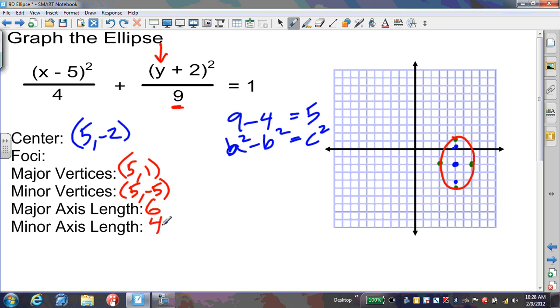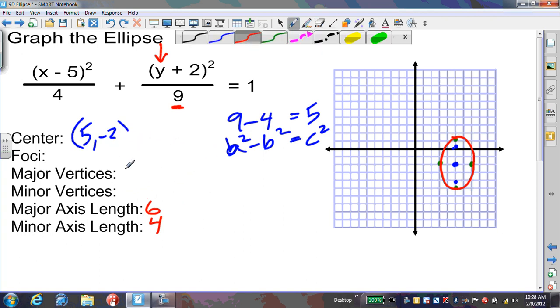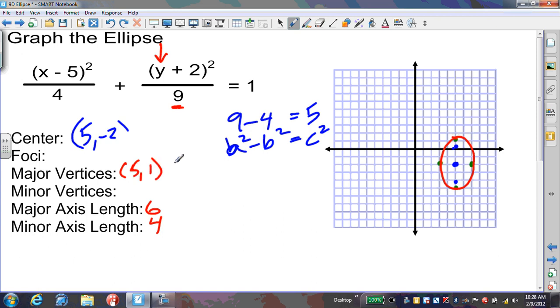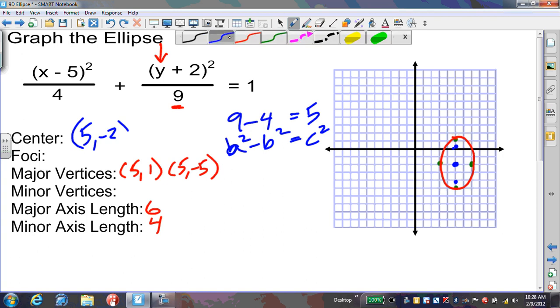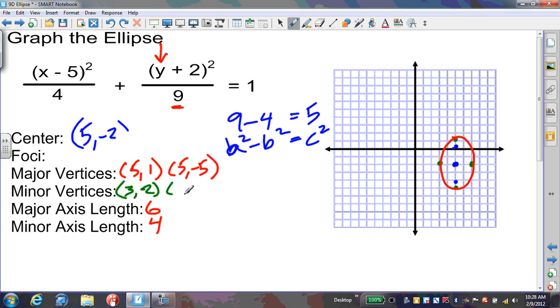2 plus 2. Okay, now again, let's put this on the same level. Let me just rewrite this here so we get them in the same order. So we have again 5, 1, and then 5, -5. Now again, look at the minor. We're going to have the points in a different color, so let's do them in green here. We have over 2 and back 2. So instead of being 5, we're going to be at 3, -2, and now 7, -2.